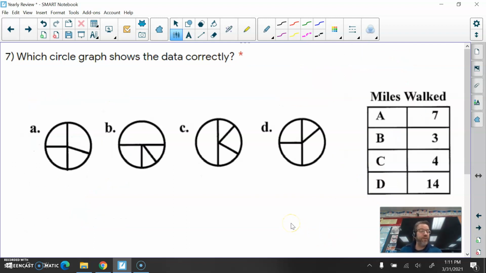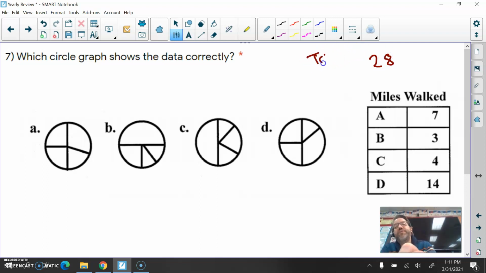All right, number 7, which circle graph shows the data correctly? We have a table here that shows miles walked, and we have A, B, C, D. That must be 4 different people, and the number of miles each of them walked. A walked 7 miles, B walked 3 miles, and so on and so forth. If you total these all together, 14 plus 4 plus 3 plus 7, 7 and 3 is 10, 10 and 4 is 14, 14 and 14 is 28.